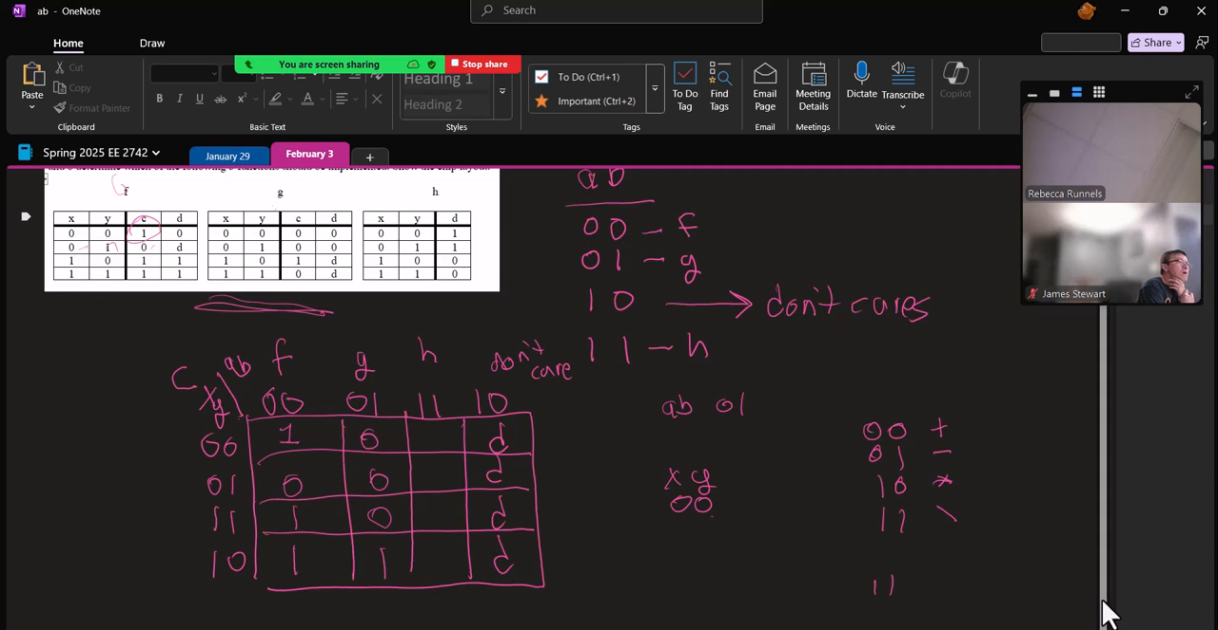Okay? Now for C, you'll notice H doesn't have a C output. H doesn't care what C is. And not caring is a don't care.